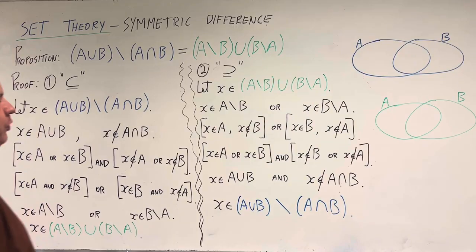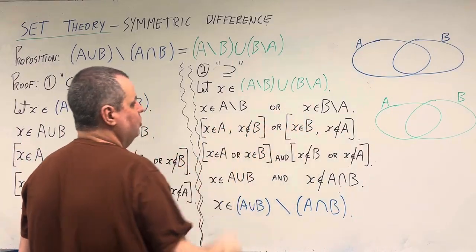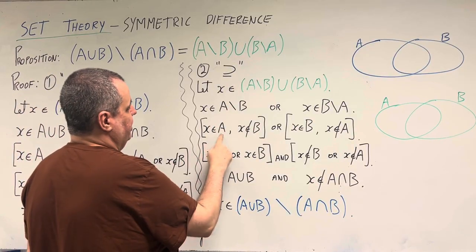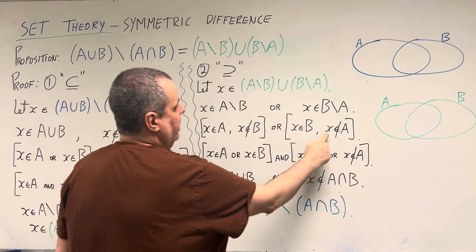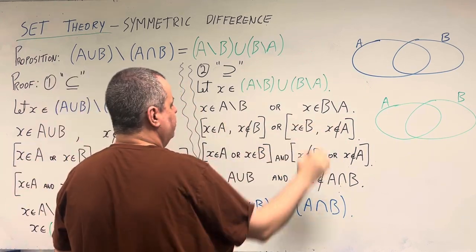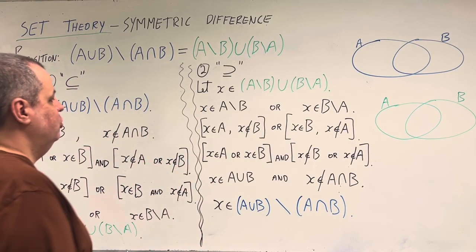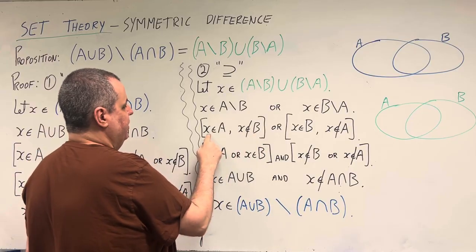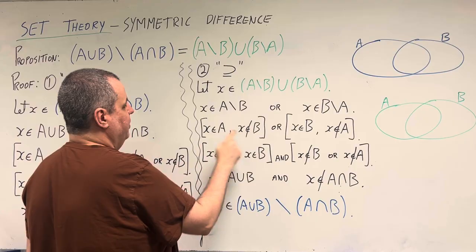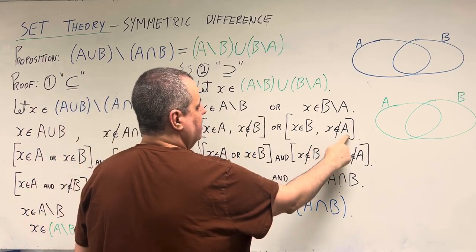Now, one of these two things must be true. At least one of the two must be true. And of course, both cannot be true at the same time because we cannot have x belongs to A and x does not belong to A at the same time. So exactly one of the two square brackets will be satisfied. Okay? Suppose that is this on the left. So x belongs to A and x does not belong to B. Well, if x belongs to A is true, this is going to be false.